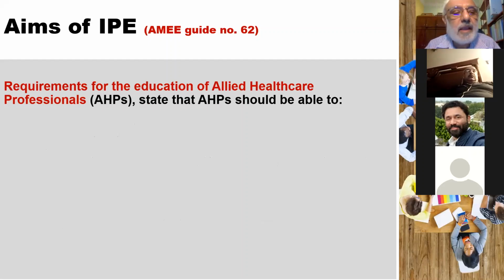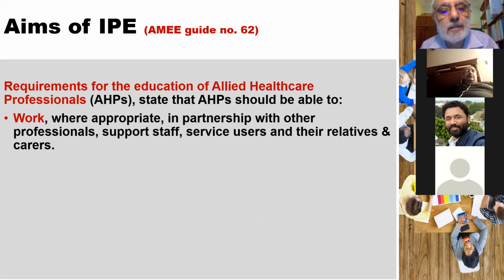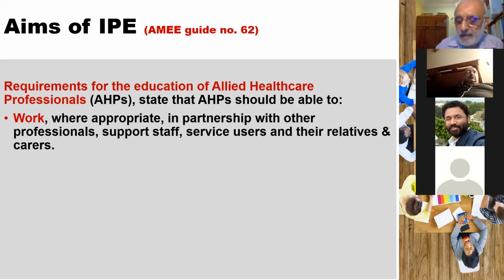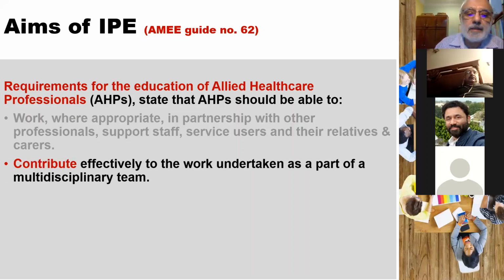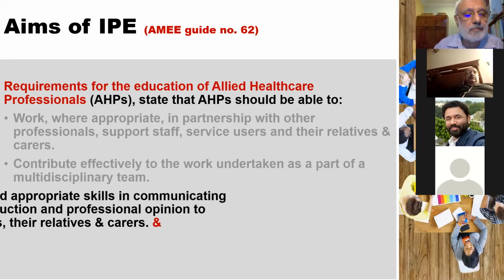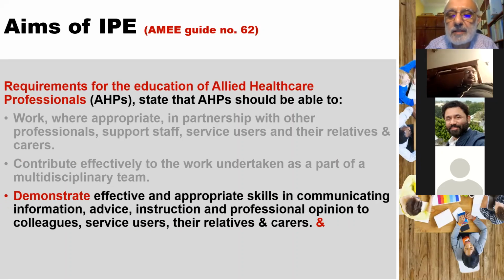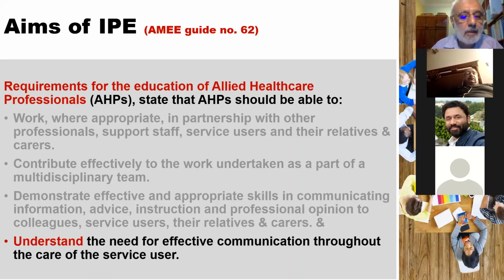Now, talking about allied healthcare professionals, their requirement following the IPE has been listed in AMEE Guide number 62. Number one, they work in partnership with other professionals, the support staff, service users, their relatives and carers. They contribute effectively to the work undertaken as a part of a multidisciplinary team, demonstrate effective and appropriate skills in communicating information, whether it is advice or instructions or professional opinions, and understand the need for effective communication throughout the care of service users. So following the concept of interprofessional education, these are the learning outcomes outlined for allied healthcare professionals.